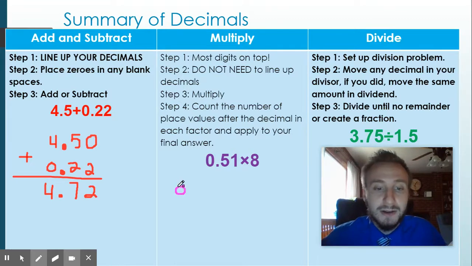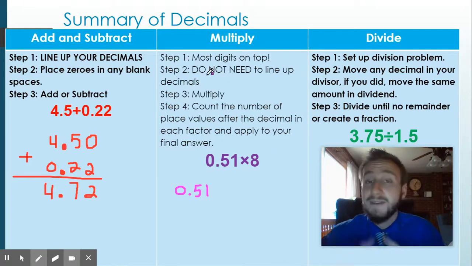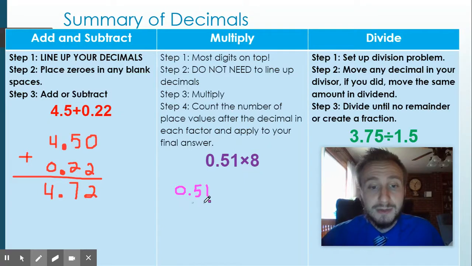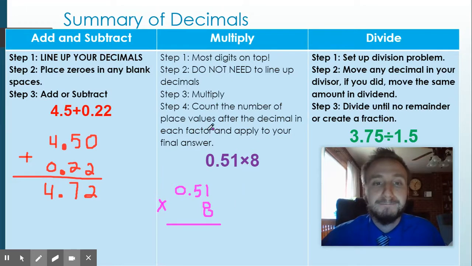So I'm going to write 0.51. And step 2 says you do not need to line up the decimals. If it happens by chance, that's fine. But you don't go out of your way to line up the decimals. Just multiply like normal, right? This is how you set up a regular multiplication problem without decimals. So do the same thing. Don't add any zeros or anything. Step 3 is just multiply.